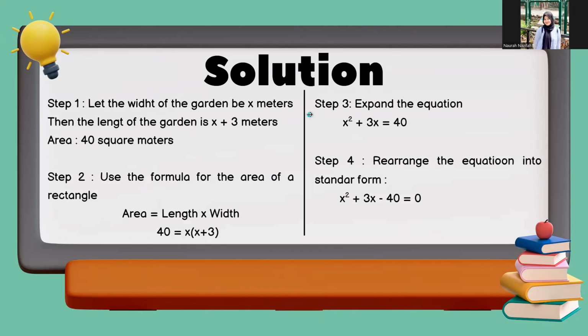Step 3: expand the equation. x squared plus 3x equals 40. Step 4: rearrange the equation into standard form: x squared plus 3x minus 40 equals 0.